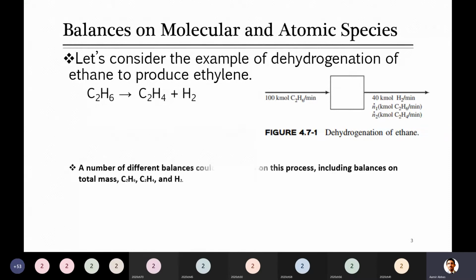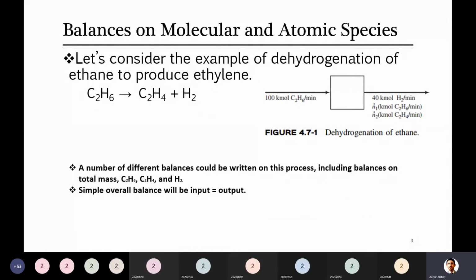The other way is to write the balance on the elements, like hydrogen. There are two elements majorly, hydrogen and carbon. So there are a number of balances which we can write: the overall balance, the balance on the species, as well as the elemental balance. Just remember, the overall balance is always input equal to output. The overall balance doesn't involve other stuff. It is always considered that input is equal to output. This is about the overall balance.